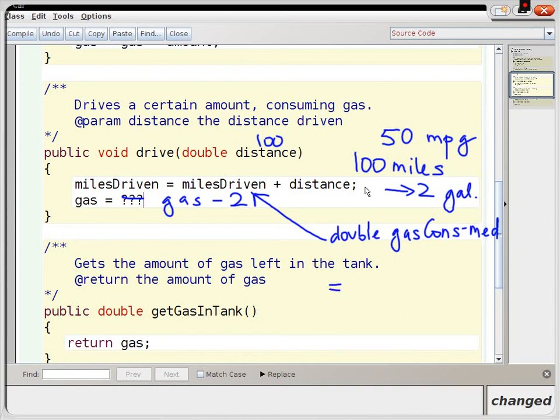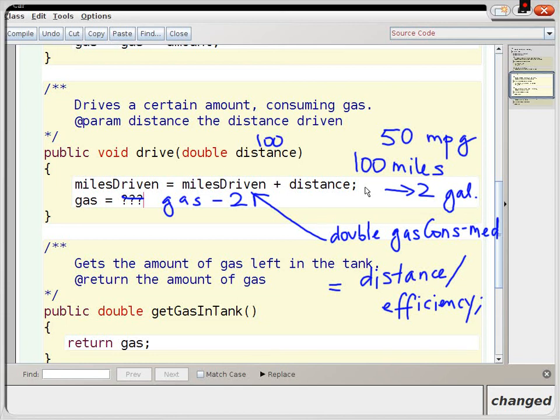Okay, so how did I get the 2 out of the 100 and the 50? Yeah, thank you. 100 divided by 50, right? So in general, the 100 is what? It's the distance. And the 50 was the efficiency, right? All right, so that's my gas consumed.